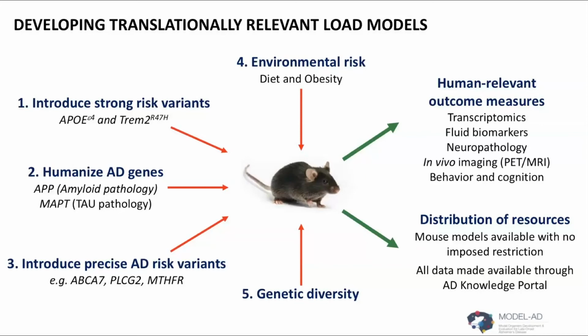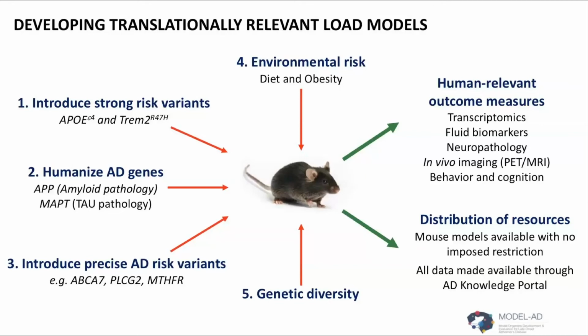And the second thing was, rather than driving amyloid pathology through mutations in human relevant genes, we simply humanized the AD genes. And again, I'll come to why we did that, but particularly in APP and MAPT, which are the genes responsible for amyloid and tau.